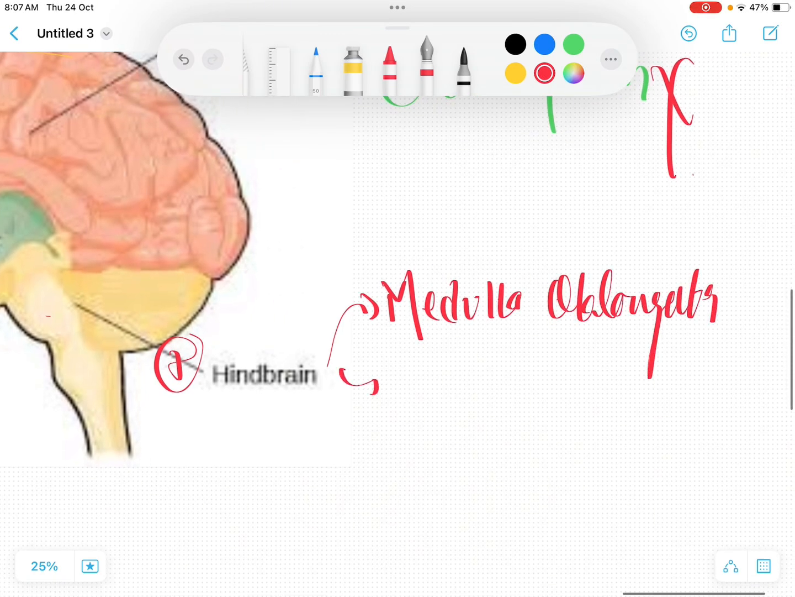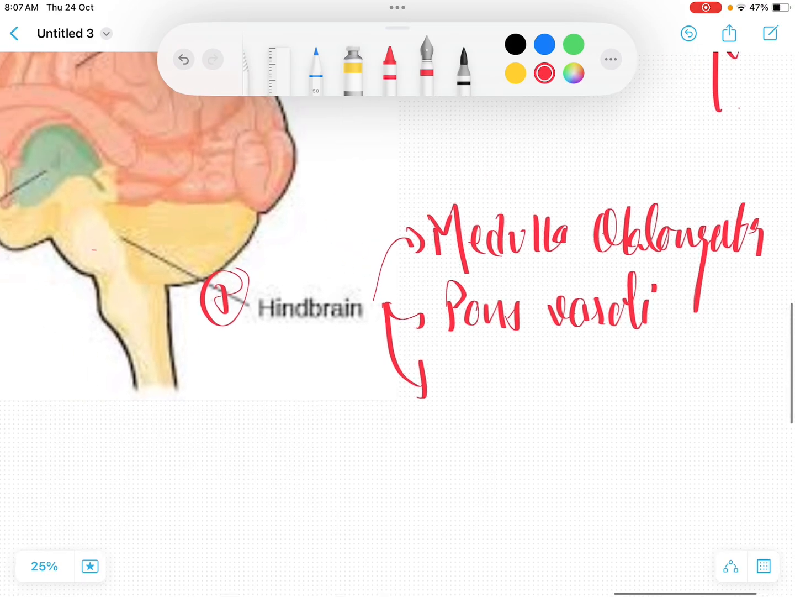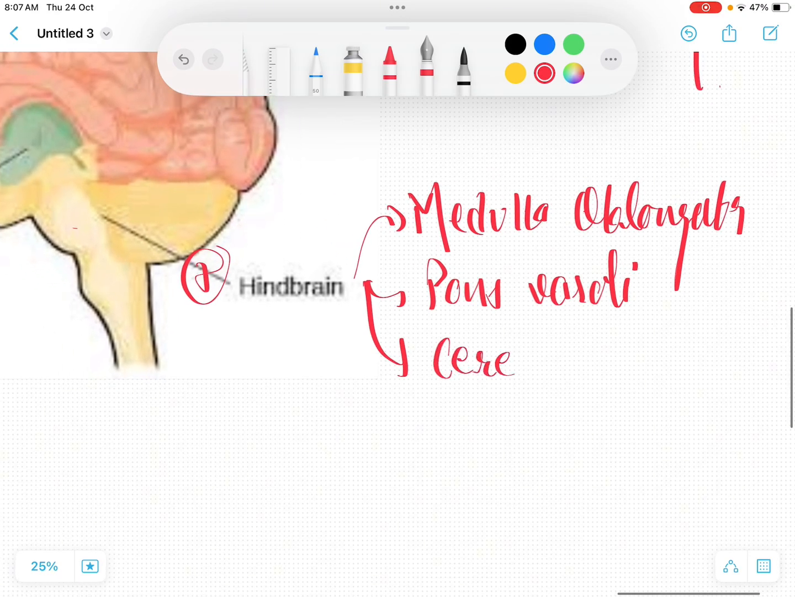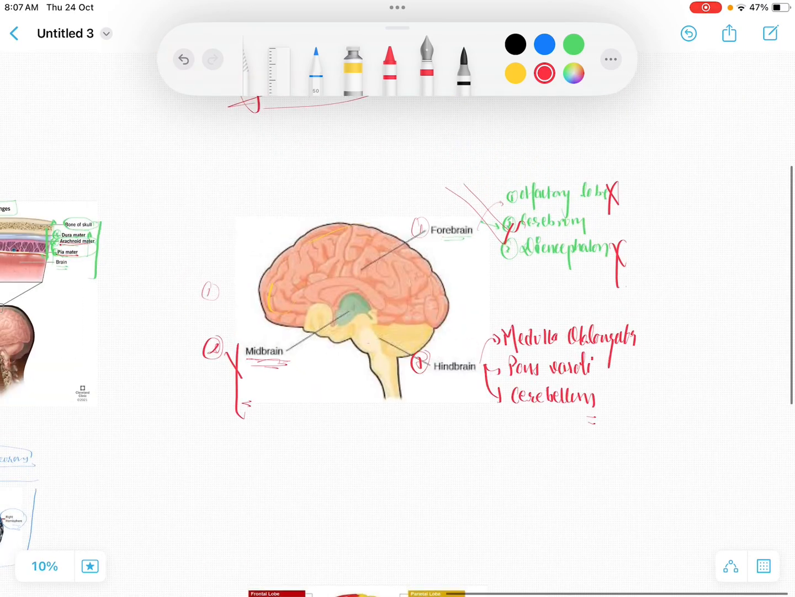The second one is the pons varolii, okay? And lastly, the cerebellum, which is also a very important structure. We're just going to learn about the functions of these things.